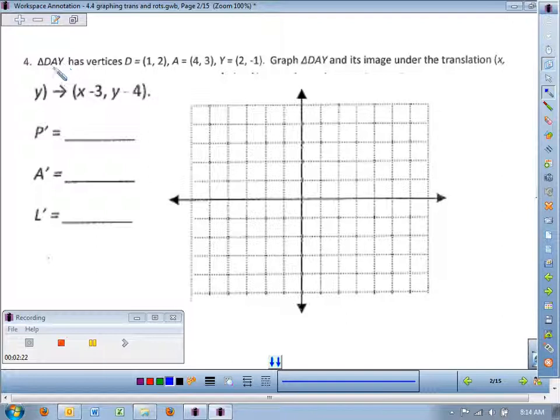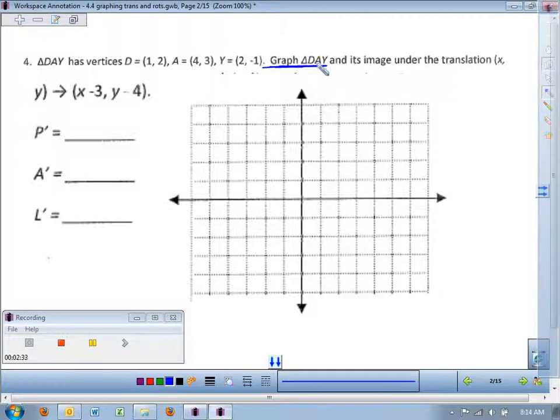It says triangle DAY has vertices D at 1, 2, A at 4, 3, and Y at 2, negative 1. So let's graph triangle DAY, and then let's graph its image under the translation. Looks like the rule got cut off. Oh, it's x, y becomes x minus 3, y minus 4. Sorry, it got cut off a little bit there. But first thing you got to do is graph the original guy. Let's graph the original guy.